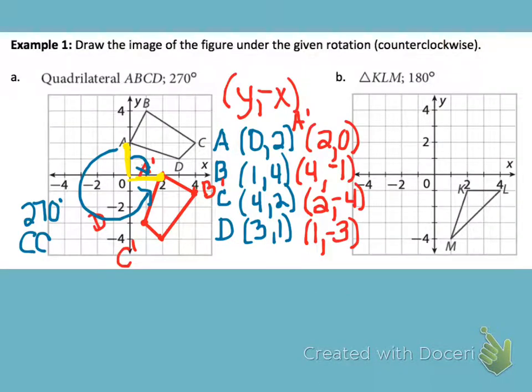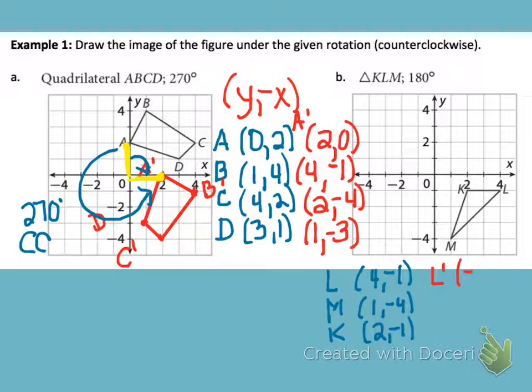So again, we're going to identify the initial coordinates. So we've got L, M, and K. L is at 4, -1. Let's see, M is at 1, -4. And K is at 2, -1. So all I have to do to get my new coordinates is just change the sign on everything. So this is definitely the easiest rotation rule, just make everything the opposite.